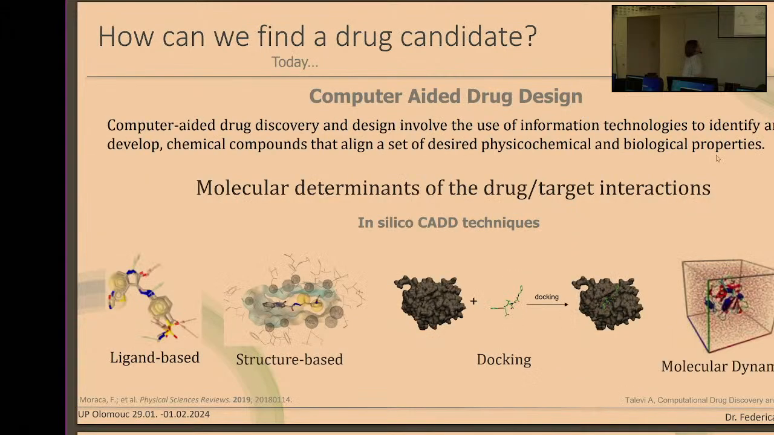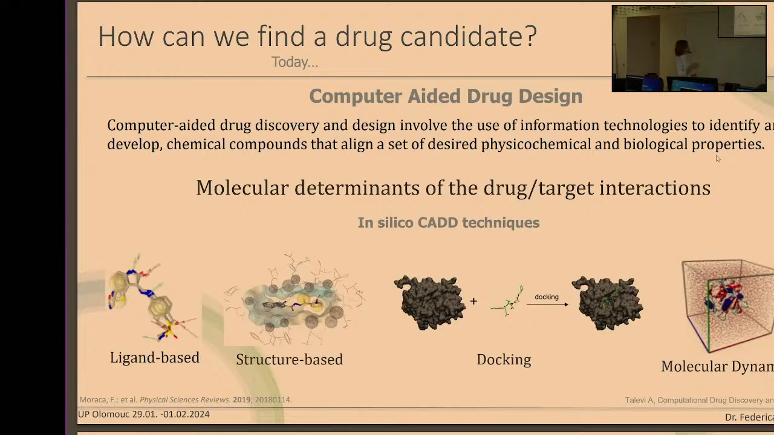But today the story is quite different, because as I said before, we have shifted to rational drug design. So today we can use computer-aided drug design, computer simulations, to gain much information about the target. And if you remember, I said that having the information of the target is the crucial step in the drug discovery process. So all these techniques and approaches are important, because they can give us the molecular determinants of the drug-target interaction.